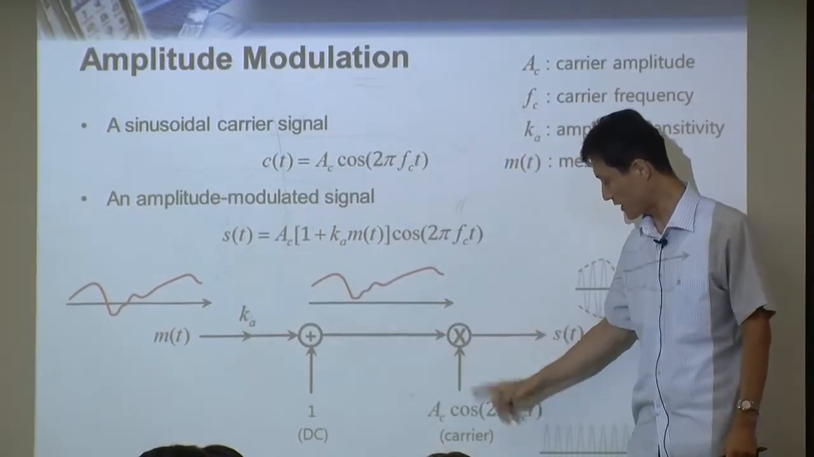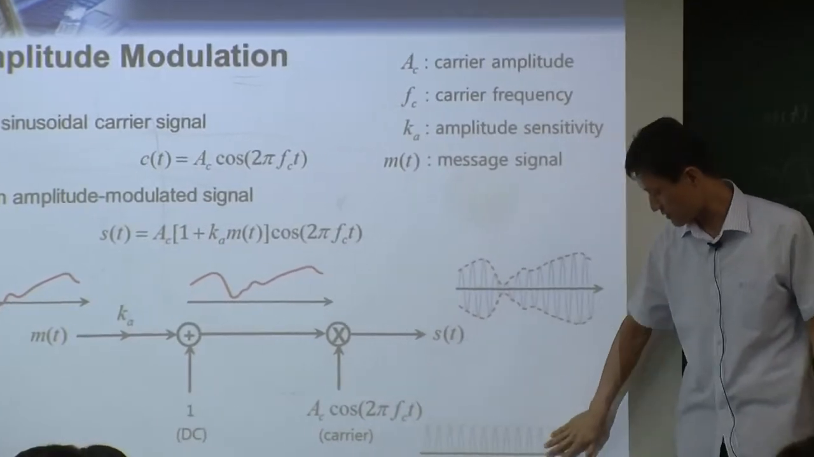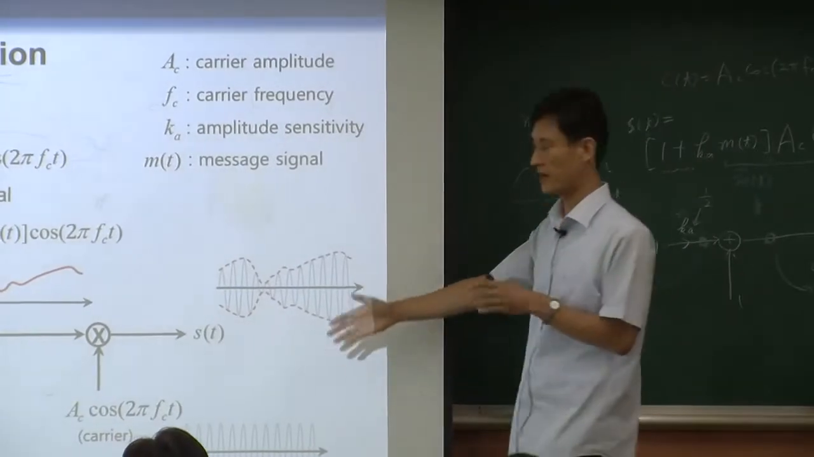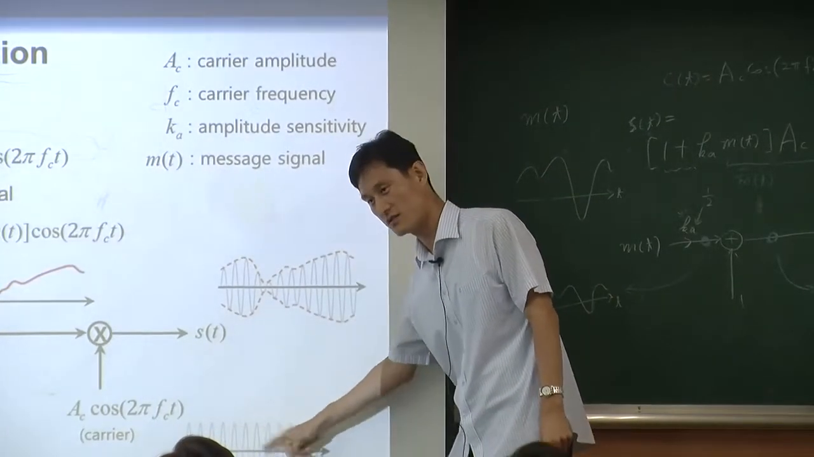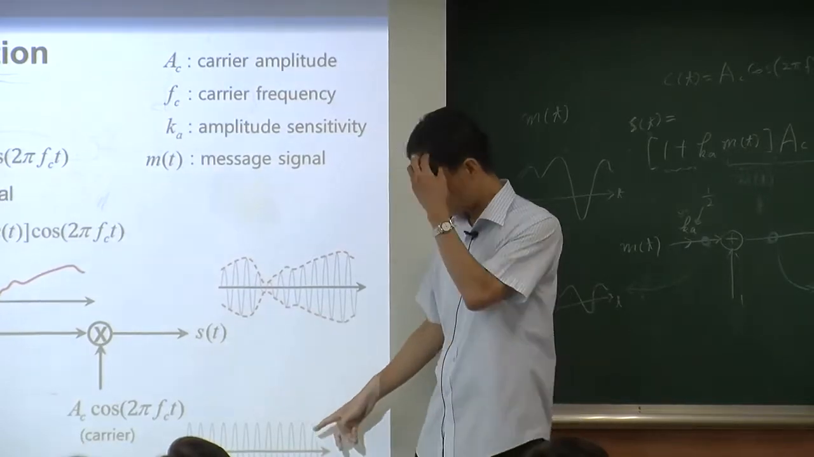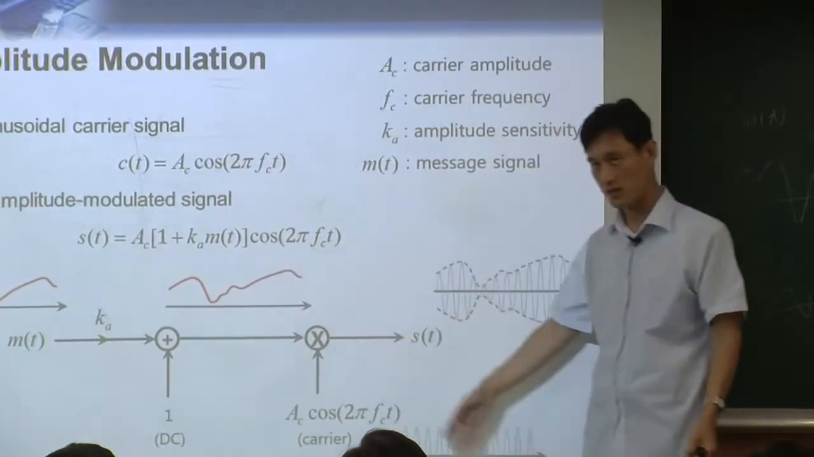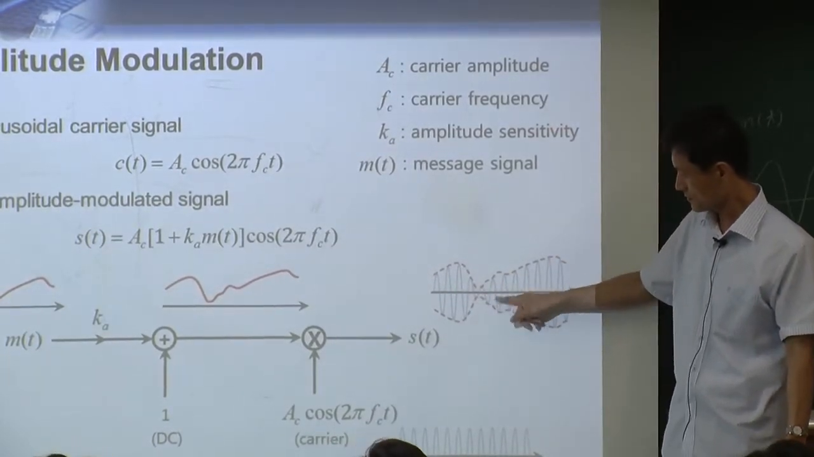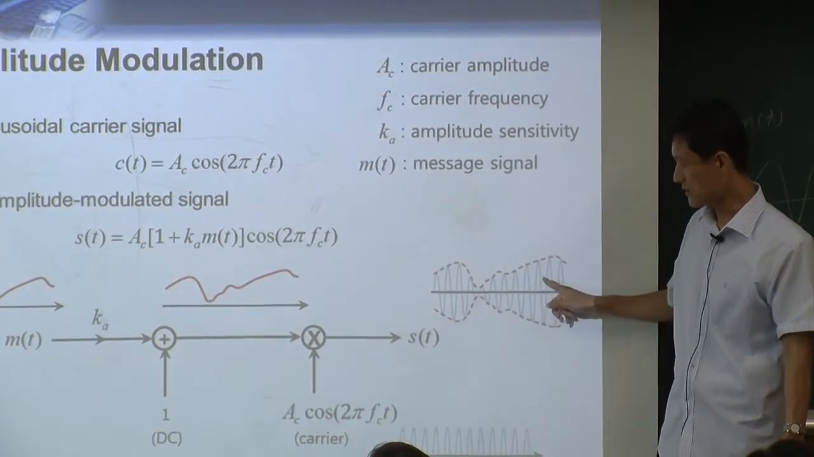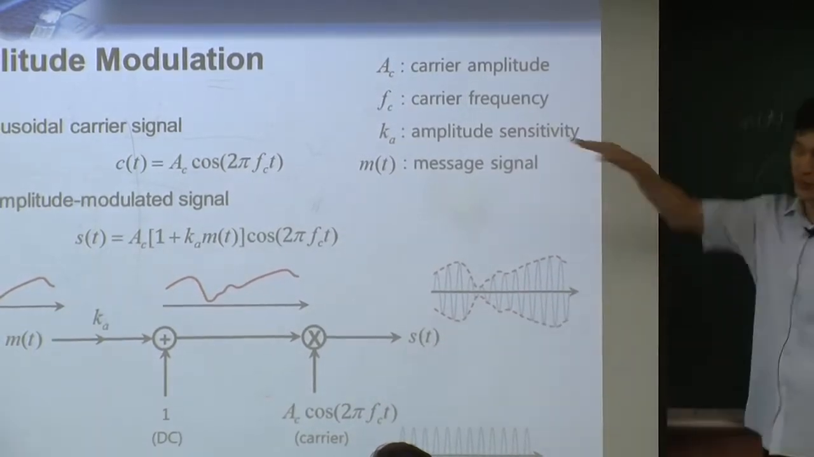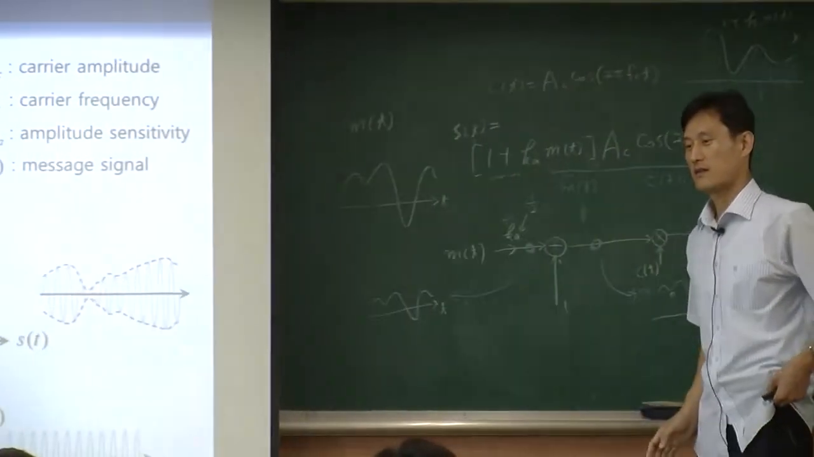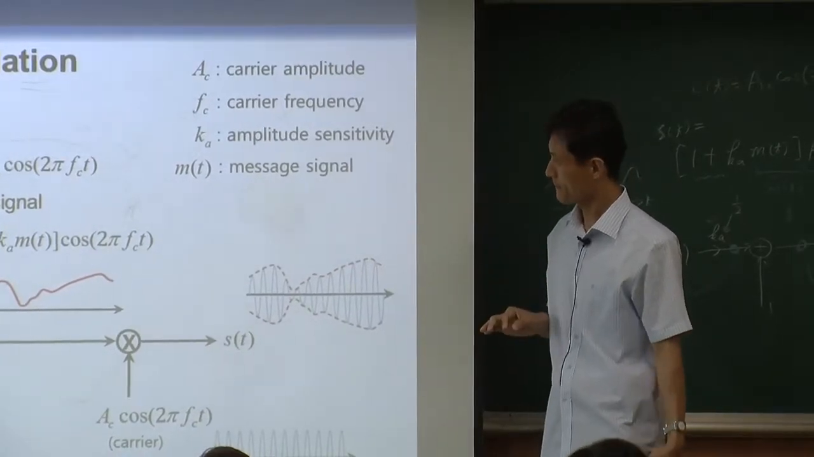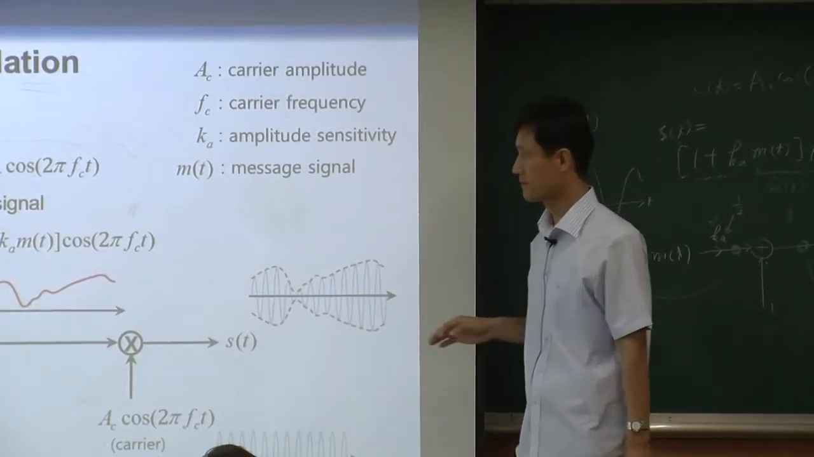Here, you are multiplying the carrier. This carrier looks like this. fc, the carrier frequency, is always very high frequency, very high. So therefore, you have a very fast fluctuating sinusoidal signal. So you multiply this one with this one, then you're going to get this. Okay? This is s(t). And that is what we transmit by antenna. That's what we transmit. This is an AM signal.